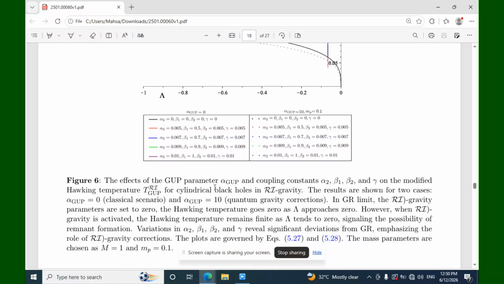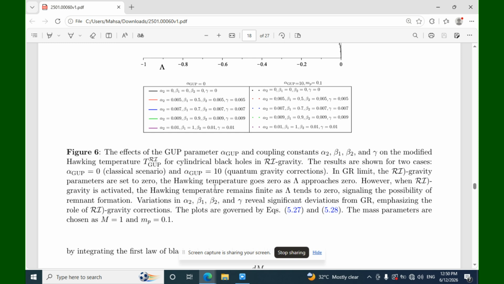The Hawking temperature goes to 0 as the cosmological constant approaches 0. However, when Ricci inverse gravity is activated, the Hawking temperature remains finite as it tends to 0, signaling the possibility of remnant formation. Variations in alpha 2, beta 1, beta 2, and gamma reveal significant deviation from general relativity, emphasizing the role of Ricci inverse gravity corrections. The plots are governed by equations 5.27 and 5.28. The mass parameters are chosen as m equal to 1 and MP equal to 0.1.